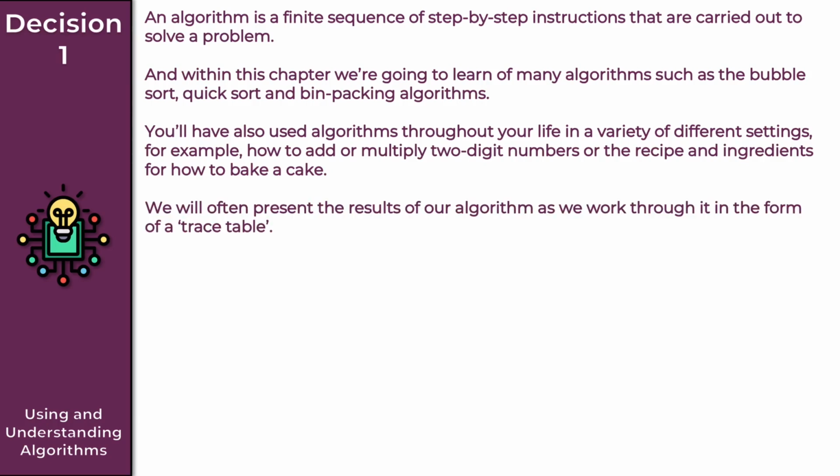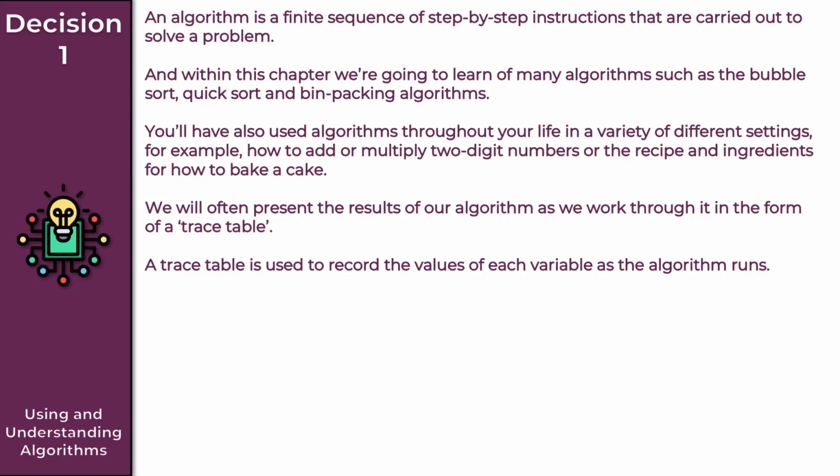And we will often present the results of our algorithm as we work through it in the form of a trace table. I do appreciate that I haven't presented a trace table on the screen here. We will see an example of that very shortly as we work through the example for this video. But for now, just take my word for it. We don't always use a trace table, but often that is the best way to present the results of our algorithm. A trace table is used to record the values of each variable as the algorithm runs.